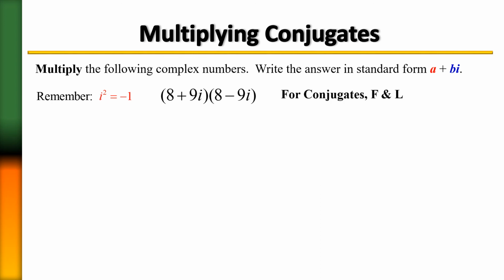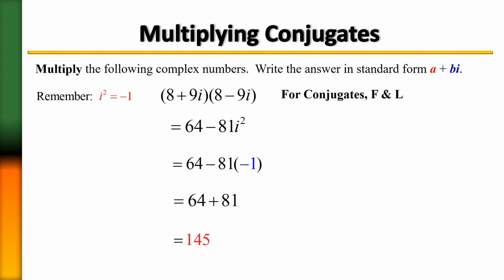Remember, every time you see i squared, replace it with negative 1. Negative 81 times negative 1 equals positive 81. Now all we have to do is add the two numbers and our answer equals 145. And there you have it, multiplying complex numbers.